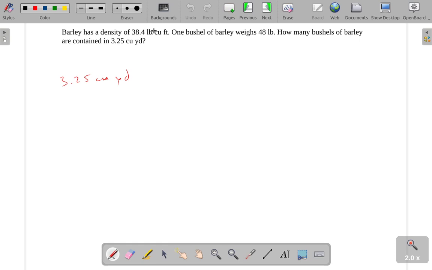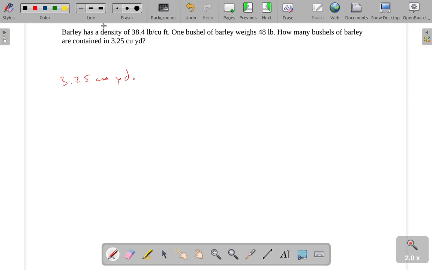So I could figure out how many cubic yards are in a bushel and go that way, or I could go through densities, since there's a couple of different routes that are available to me. Since these are the numbers that are provided on this question, I'll go ahead and use them.